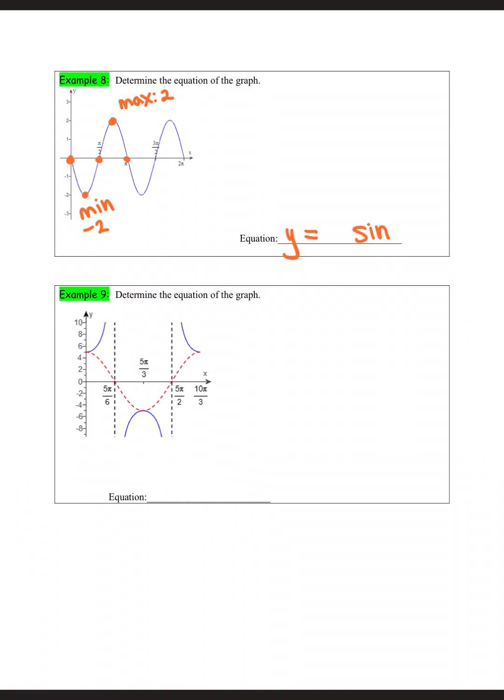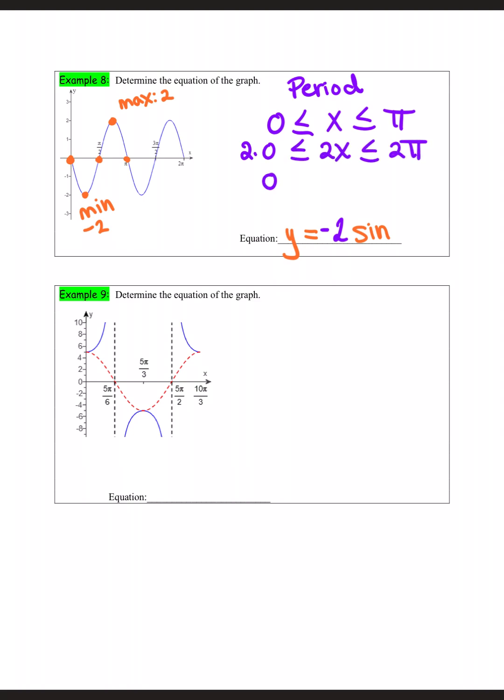We also know this is reversed, so it has a negative, and the amplitude is 2. The period here: the normal period for sine is between 0 and 2 pi, but this particular one is between 0 and pi. Once again, we need to multiply by 2 so we'll get the 2 pi that we want. So now it's between 0 and 2 pi, so my argument for this problem is 2x. So y equals negative 2 sine of 2x is the equation of the graph.